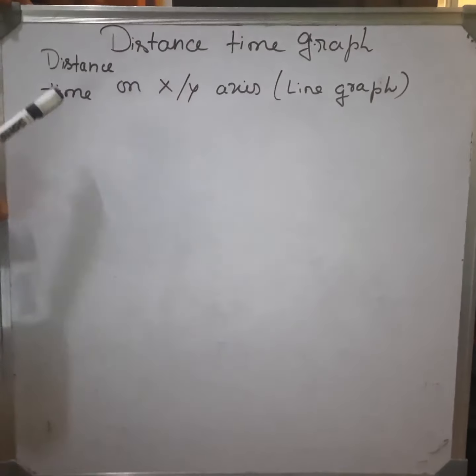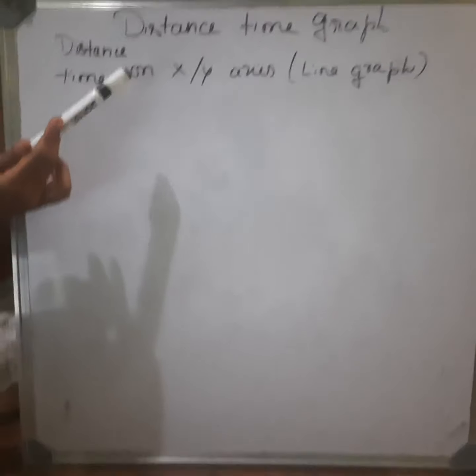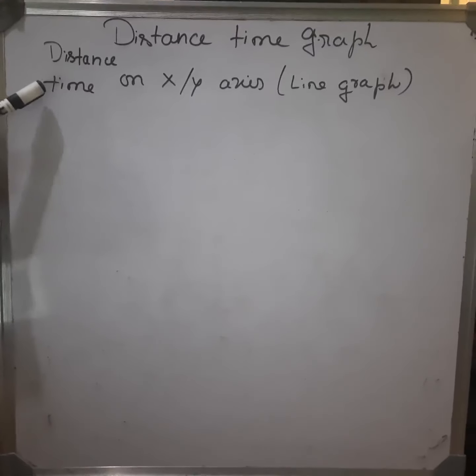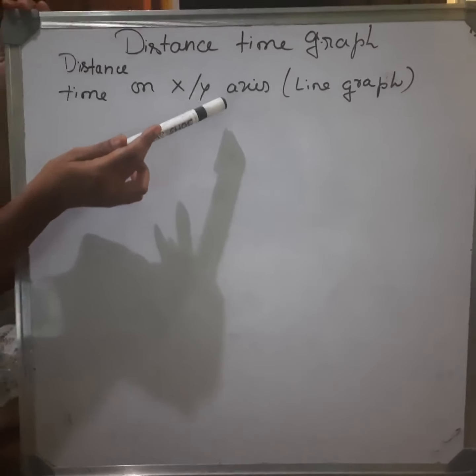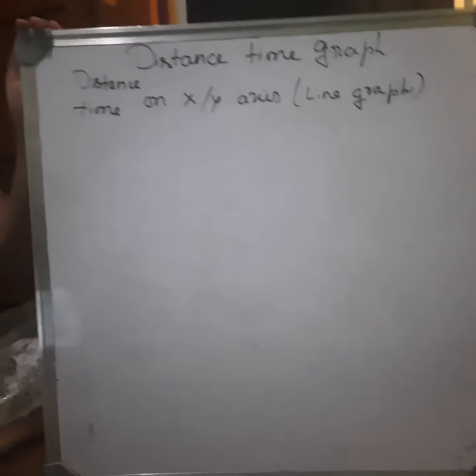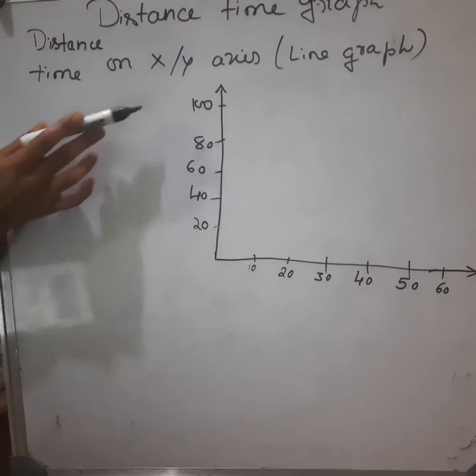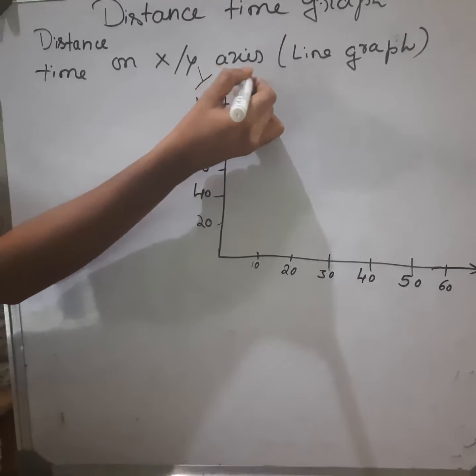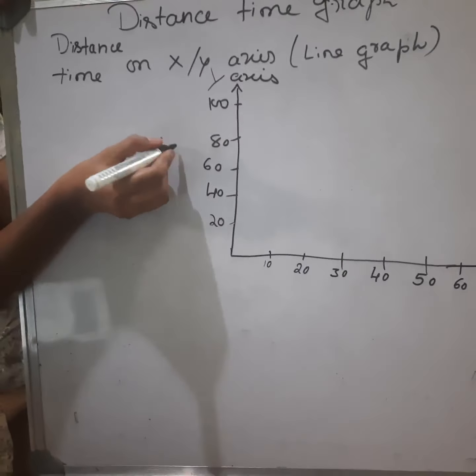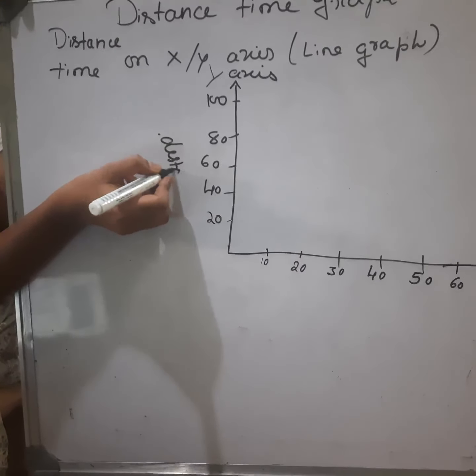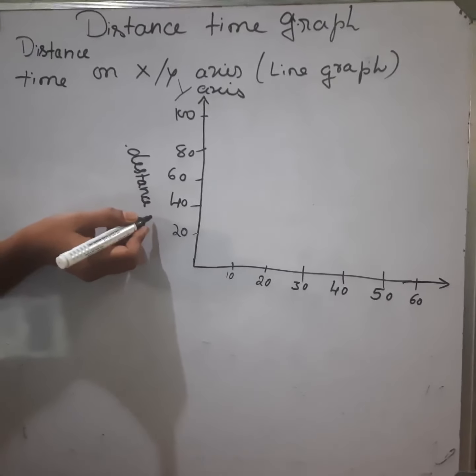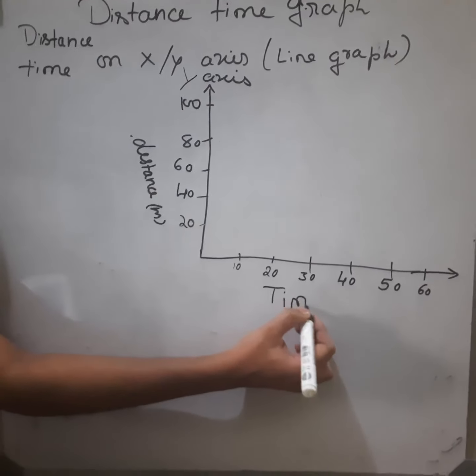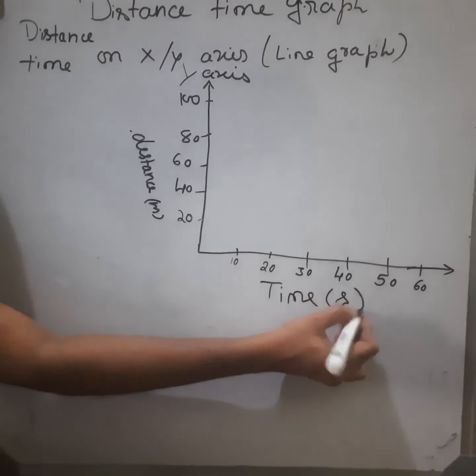Distance time graph. A distance time graph is a graph where we plot two physical quantities, that is distance and time, on the xy axis, and it is also called a line graph. So here, as you can observe, on the y-axis we have plotted the distance, which is given in meters, and on the x-axis we have plotted time, which is in seconds.